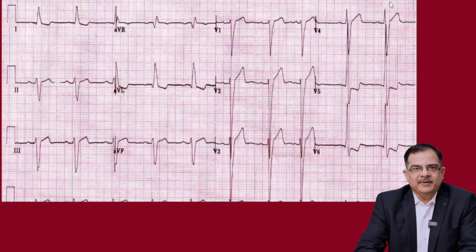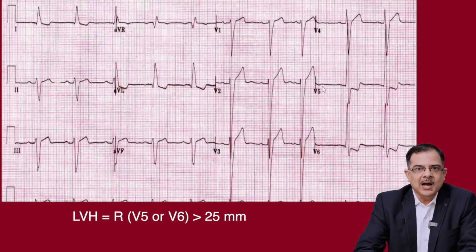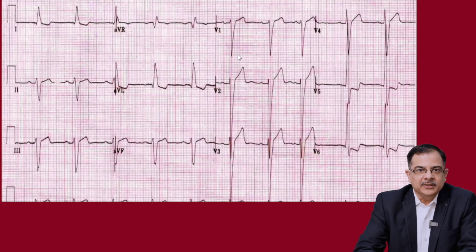So the signs of LVH in the ECG: if we add the S wave of V1 plus the R wave of either V5 or V6, and the sum is more than 35 mm, it is LVH. And if the individual height of the R wave in V5 or the R wave in V6 is more than 25 mm, then it is also an LVH criterion. So here you can see the depth of the S wave in V1: 5, 10, 15, 20.